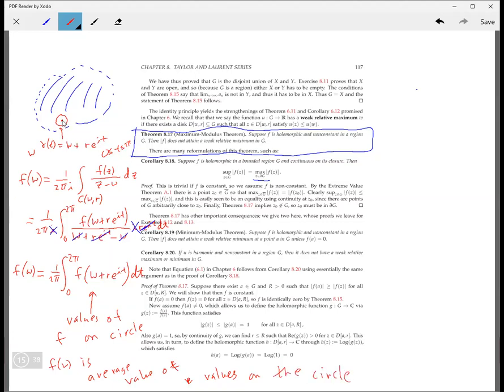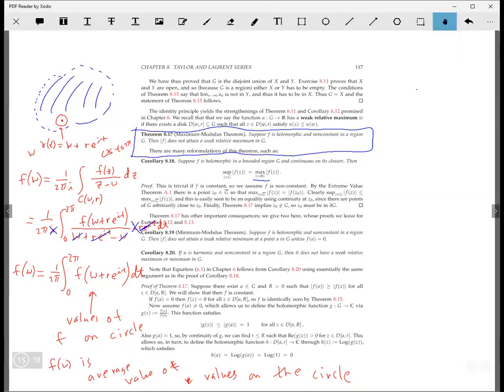Okay, so if this point in the middle is the average of all these values on this circle, then there's no way it can be larger than all of them. Its modulus can't be larger than all of them because it's the average of all the points on the circle. So there's no way that its average can be larger. Okay, so that's the maximum.